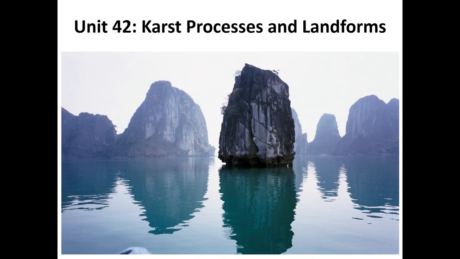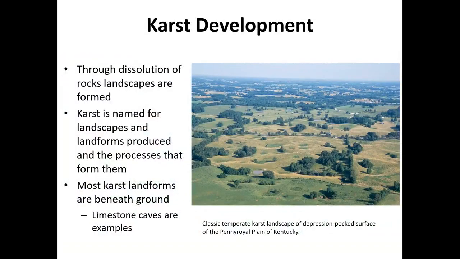So this particular picture is of a bay along Halong Bay in Vietnam. And these are pillars of rock that had softer rock around them that eroded because of chemical reactions. So karst developments, these are areas that are created through the dissolution of rock. That means sort of the disintegrating of rock because of a chemical reaction. Karst is the name of the landscape and the process that forms them.